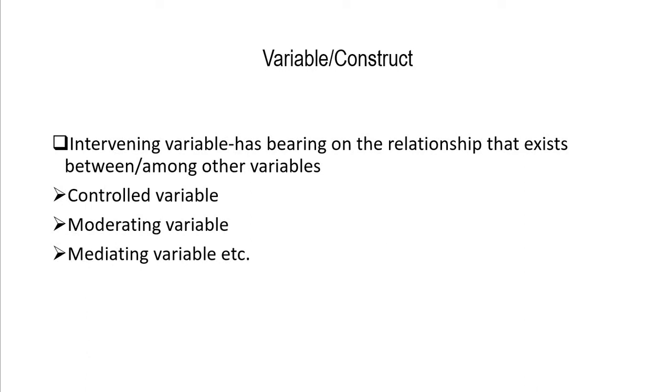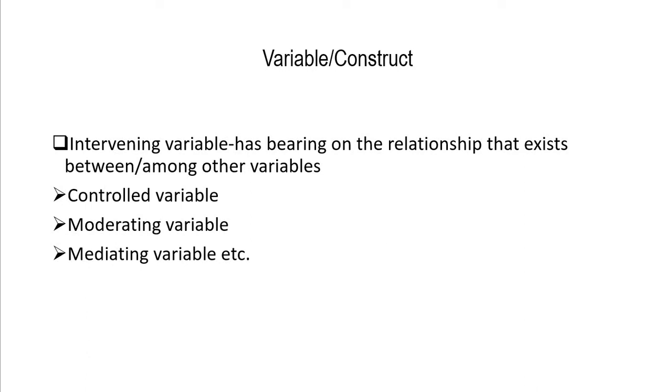Okay, so that is how we can look at the controlled variable given the role that it plays in the research. The next one is a moderating variable. A moderating variable is any variable that has impact on the bearing of the relationship that exists between the dependent variable and the independent variable.